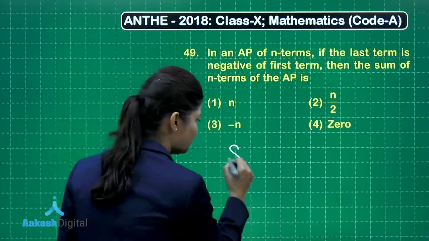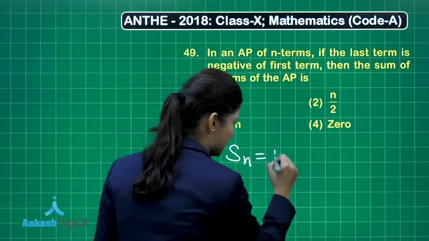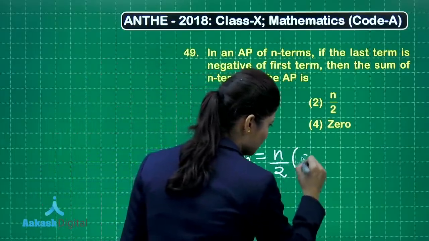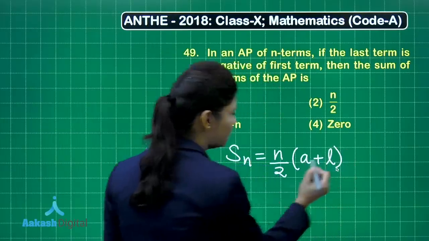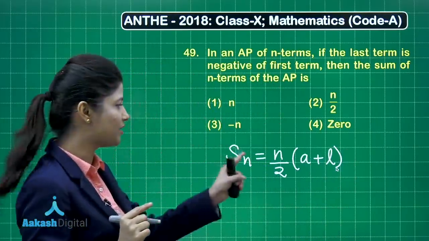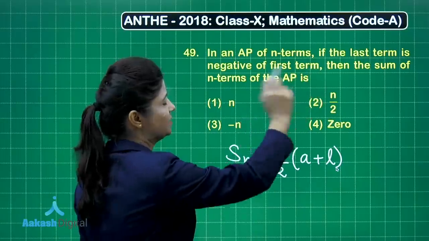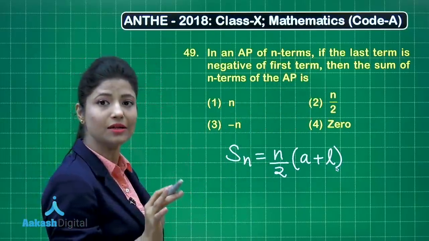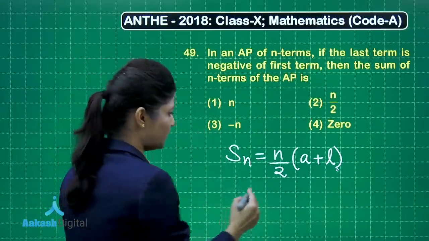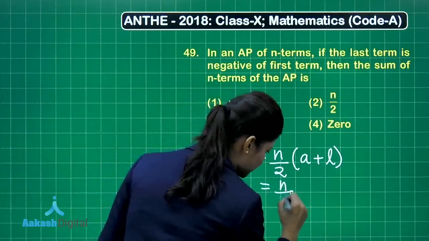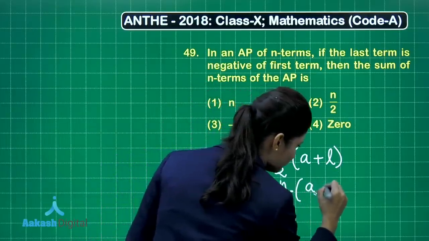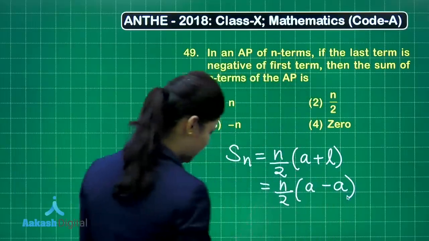You are aware of the formula for the sum of n terms of an AP, that is n upon 2 into (a plus l), where a is the first term and l is the last term, and n represents the number of terms. Here it is stated that the last term is negative of the first term. So I have here the last term as negative of the first term. So this last term will be minus a.